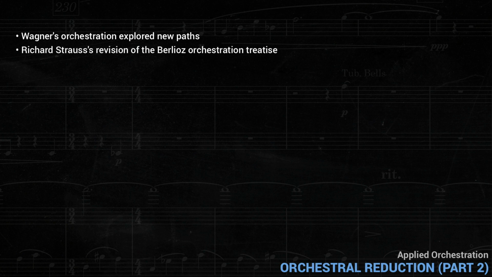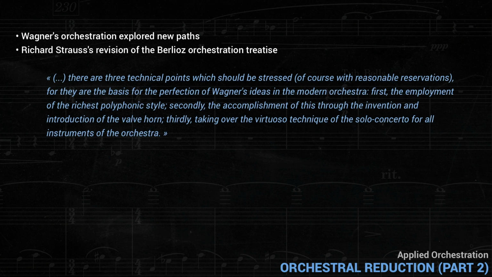In Richard Strauss's version of the Berlioz Orchestration Treatise, he mentions that virtually all of his additions to the original are from Wagner. When he discusses Wagner's approach to orchestration, he says, "There are three technical points which should be stressed, of course with reasonable reservations, for they are the basis for the perfection of Wagner's ideas in the modern orchestra. First, the employment of the richest polyphonic style. Second, the accomplishment of this through the invention and introduction of the valve horn. Third, taking over the virtuoso technique of the solo concerto for all instruments of the orchestra."